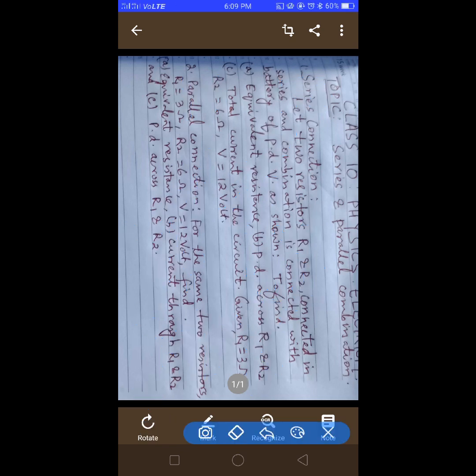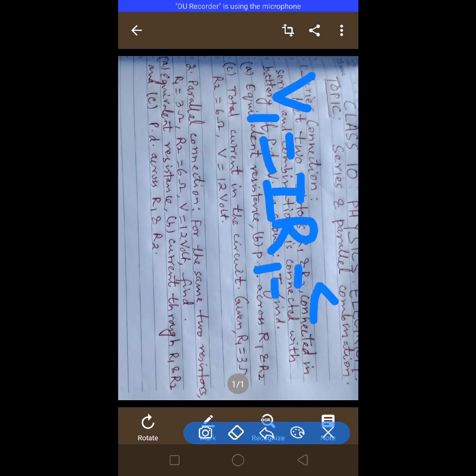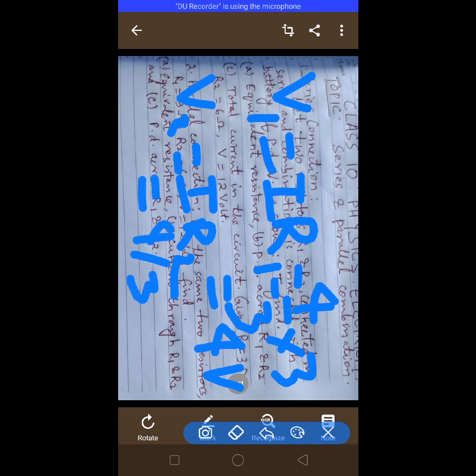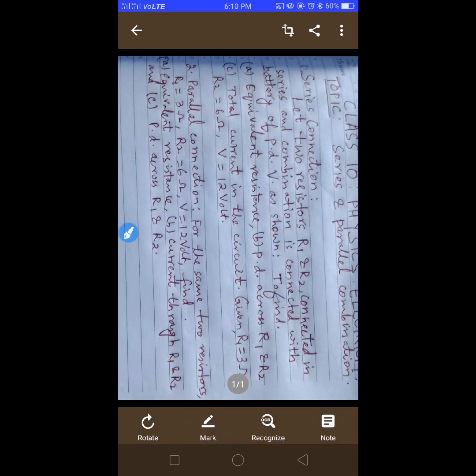Now for the potential difference across R1, say V1 is equal to I into R1, write the formula, and I is equal to 4 upon 3 multiply R1 is equal to 3, so this will be equal to 4 volt, and V2 is equal to I into R2, and here I is equal to again 4 upon 3 multiply R2, and R2 is 6 ohm, so it will be 8 volt, and you can check here 4 volt and 8 volt.